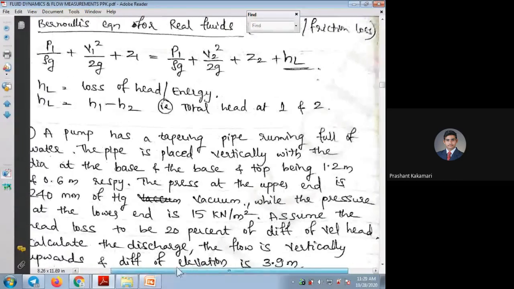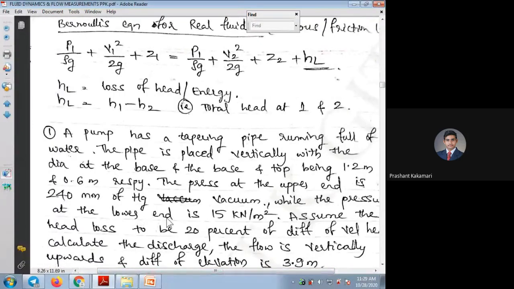Next, the pressure at the lower end, meaning at the larger base of 1.2 meters, is 15 kilonewton per meter square. So here no issue, it is given in SI units. I think 15 kilonewton per meter square at the lower end may be a positive pressure.